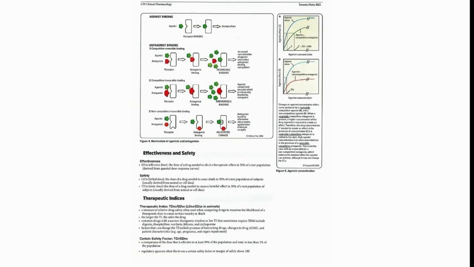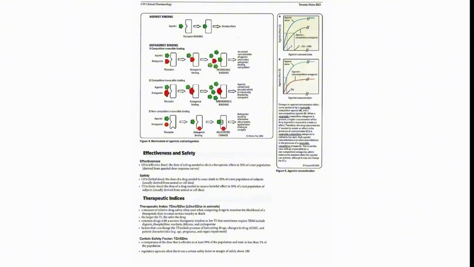Therapeutic index. One of the most important concepts in pharmacology is therapeutic index, abbreviated TI. It is calculated as therapeutic index equals TD50 divided by ED50, or in animal study, LD50 divided by ED50. The therapeutic index compares the toxic doses with the effective dose.